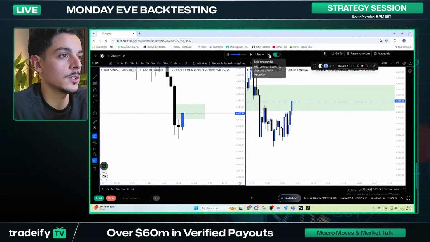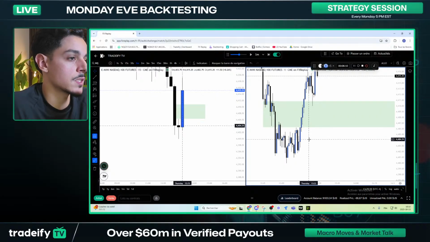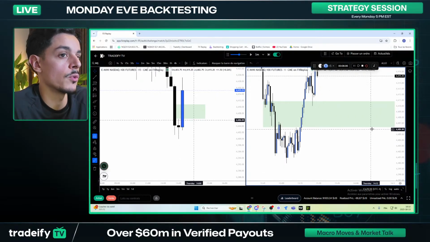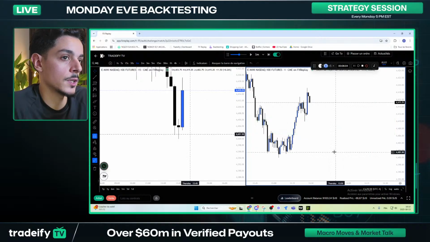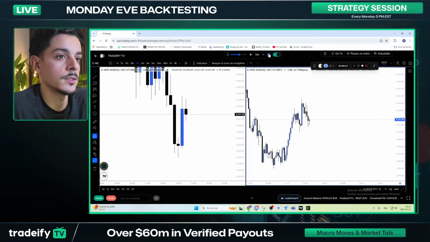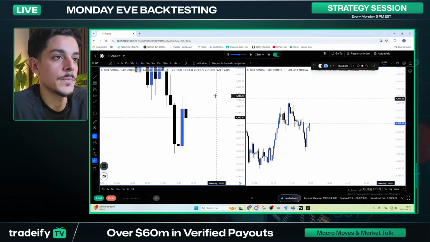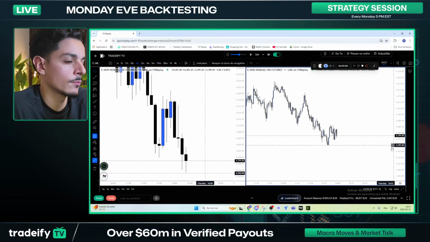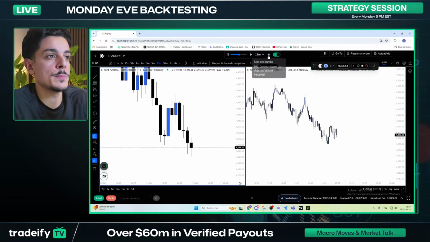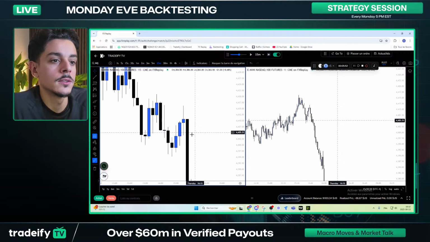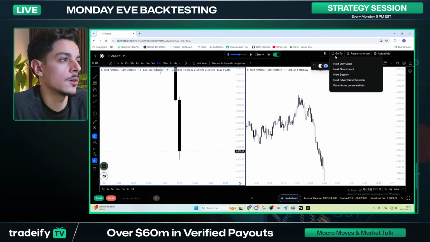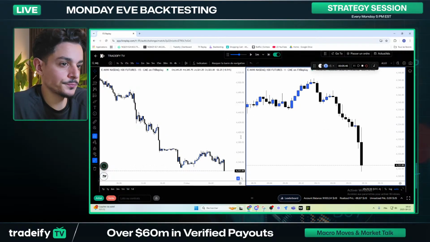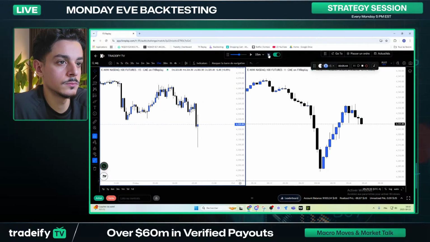Here it went immediately, but this is not necessarily a scenario I want to play. Why? Because I did not have the right kind of structure before that candle closed, okay? So here, let's wait. Okay, now I could go to next day open. There's 5 minutes left. I need to actually lock in. Let's go.